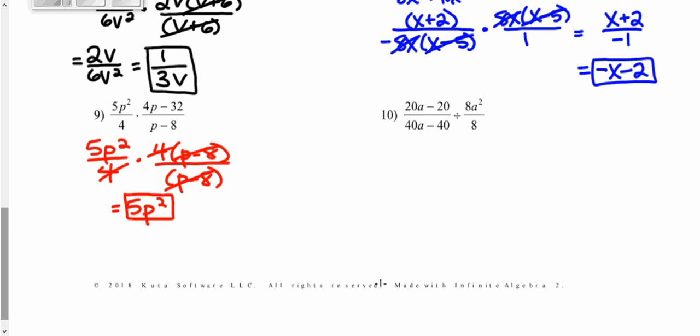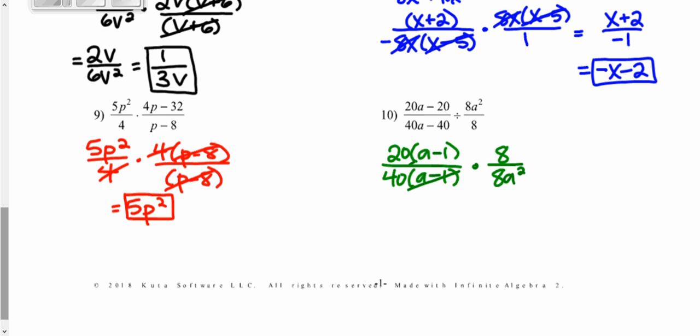And careful here on this next one, it is division. So thinking about factoring and also multiplying by the reciprocal. So the numerator has a common factor of 20. The denominator has a common factor of 40. And then multiply by the reciprocal, so that would be 8 over 8a squared.